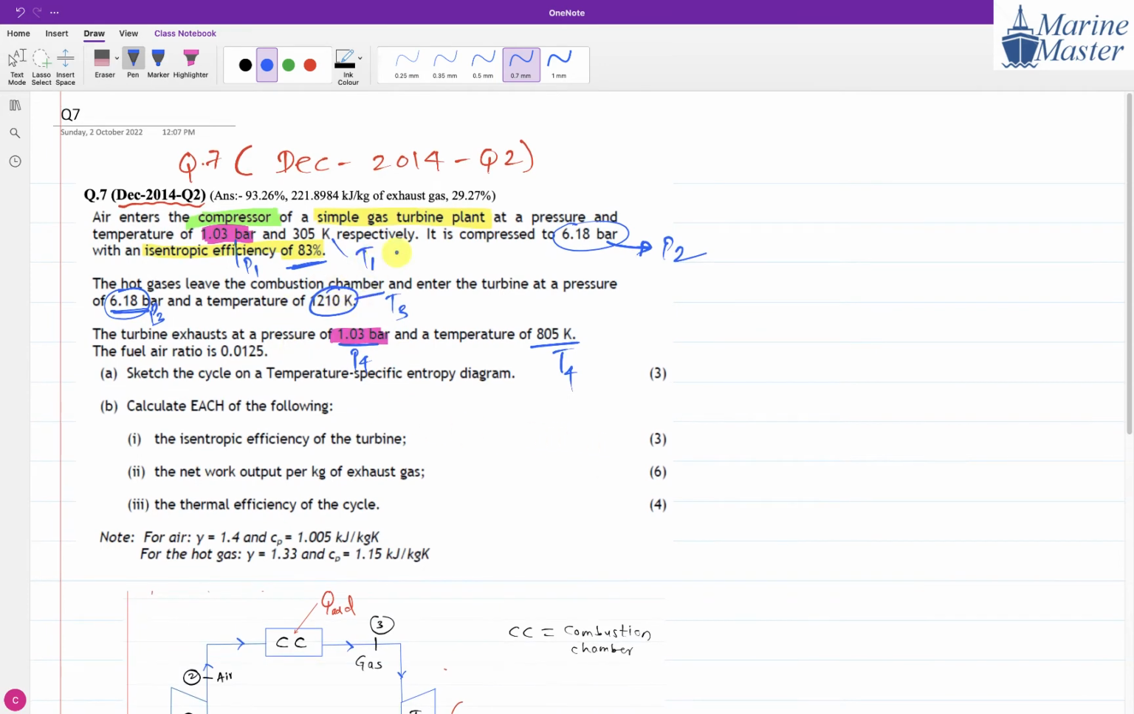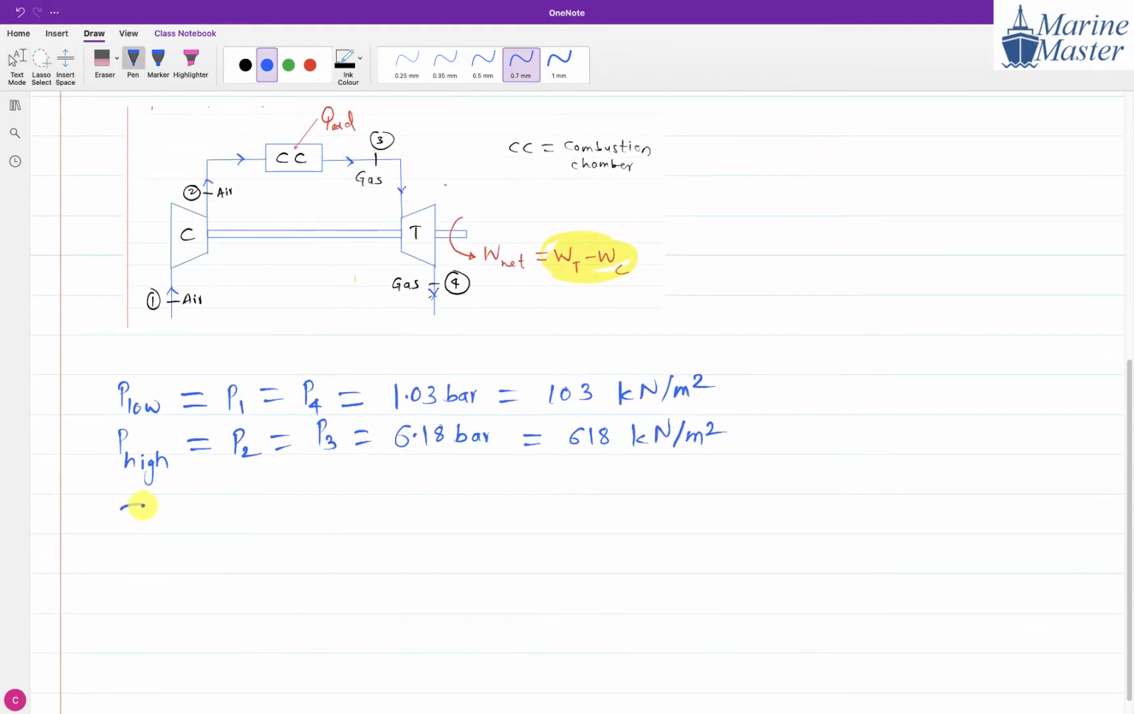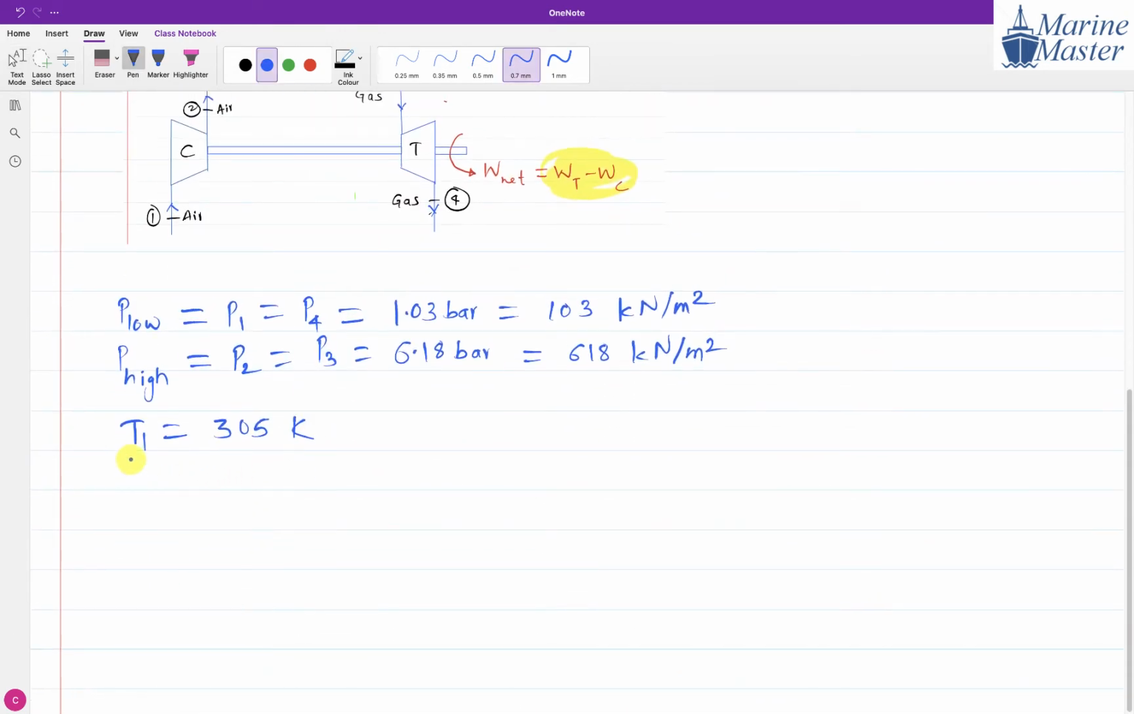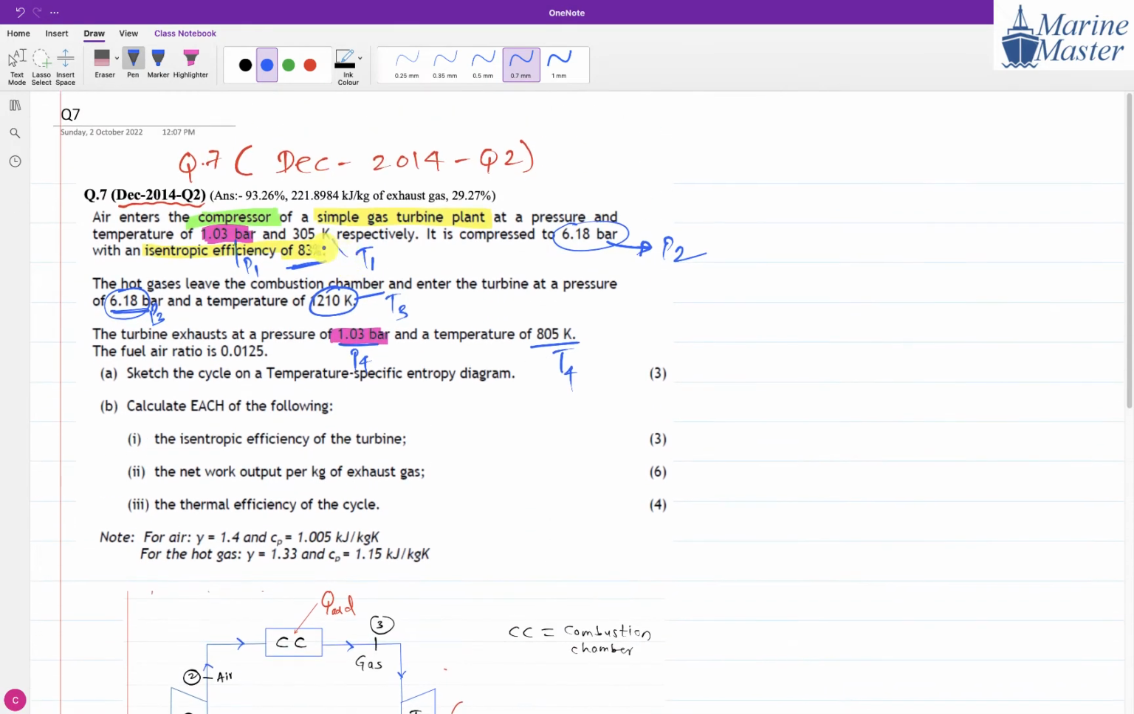Now we have the temperature of point 1. T1 is 305 Kelvin. Check it, guys, always be attentive. Then, what is remaining from the first paragraph before going to the next paragraph? The isentropic efficiency of the compressor, we will say eta C. That is 83%, which means 0.83.